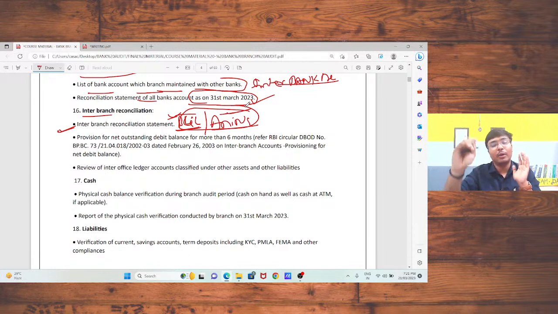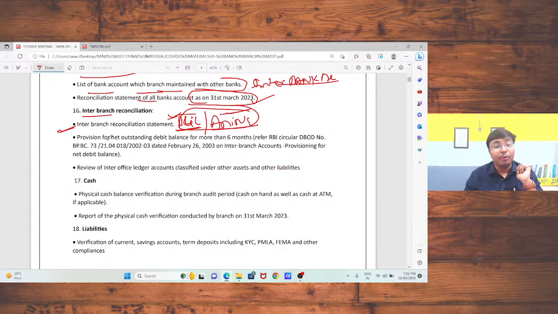If reconciliation is required, you should say the same to the branch manager. So in our MRI letter, we should specify that, sir, if you have any other account with another branch, in that case, please prepare the reconciliation or provide the same on our mail ID, so we can check the same at our office itself.